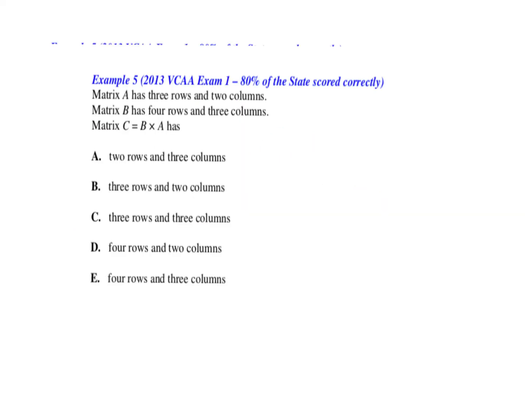Okay, so matrix A has 3 rows and 2 columns. Sometimes people are more visual, definitely for maths, so I like to write it out. So I know I've got a 3 by 2. And then it says matrix B has 4 rows and 3 columns. And matrix C equals B times A.